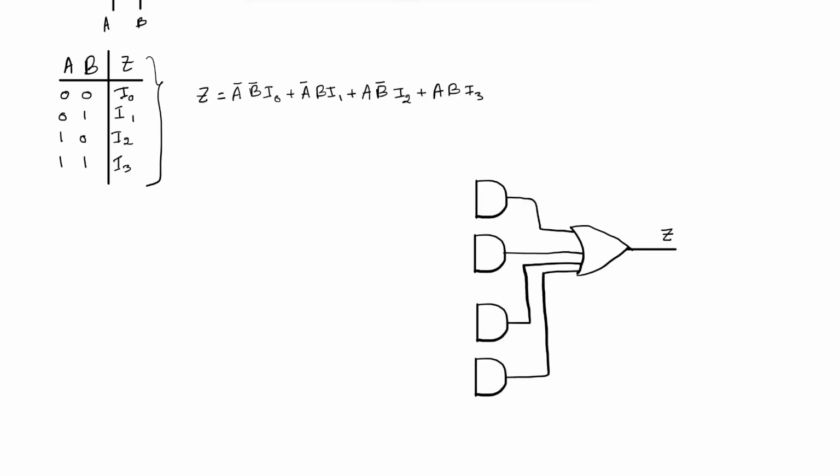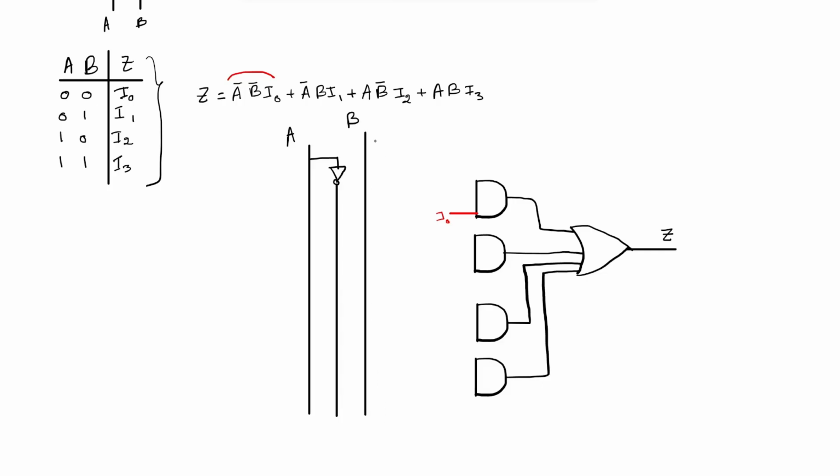So for the first AND gate, we want to make this term here. One of the inputs is I0. So this is I0. And we need A bar multiplied by B bar. So let's have 2 inputs, A. So this is A. And then let's feed it also to a NOT gate to make A bar. Similarly, let's have another input B. And also let's use a NOT gate to get B bar. So now for the first AND gate, we need A bar and B bar. So we can take A bar from here and B bar from here.